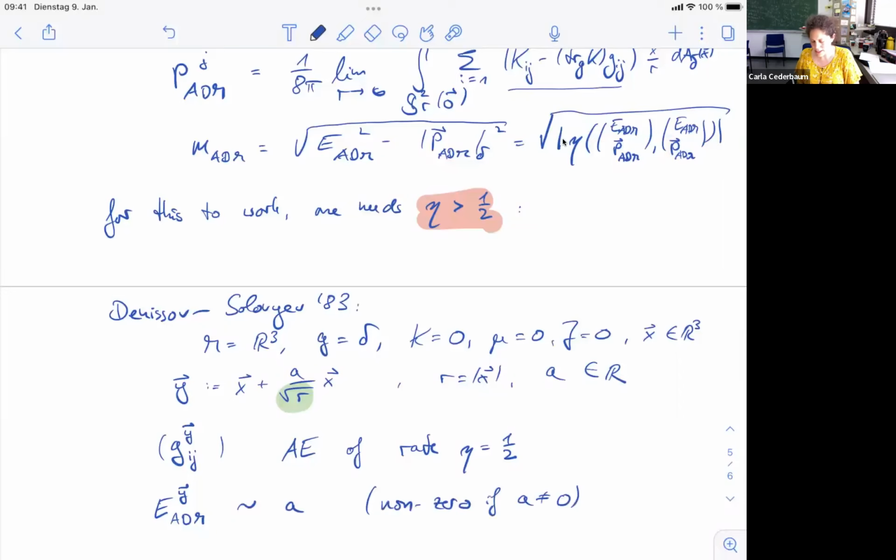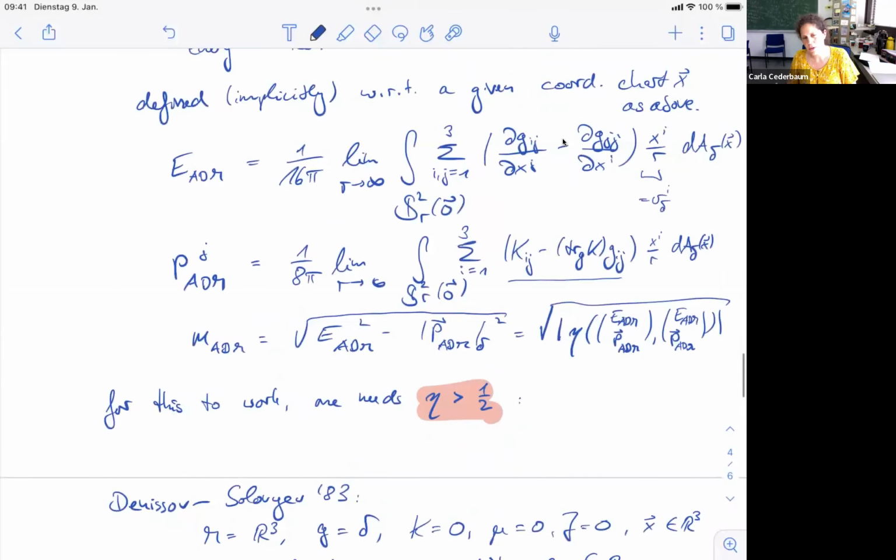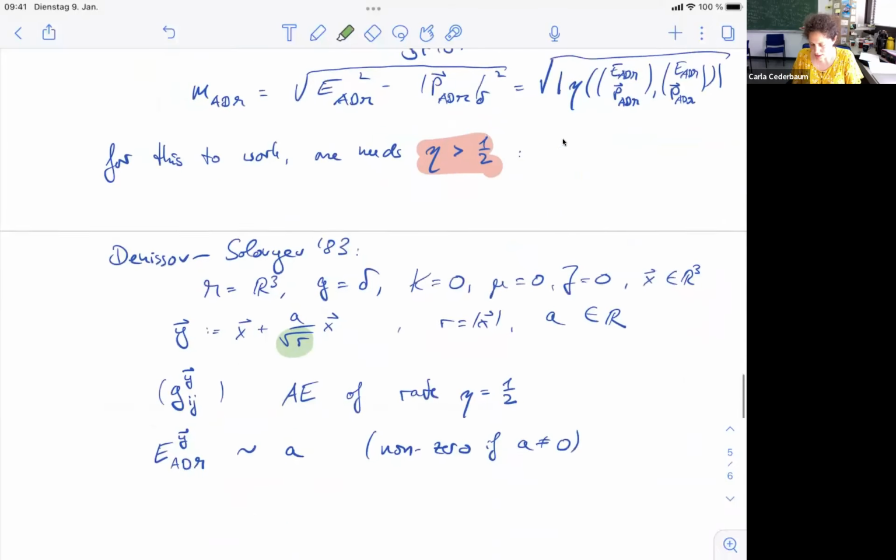And if you've never seen this computation, maybe it's worthwhile to go back to this formula for the ADM energy as an exercise, compute the components of the metric with respect to these funny coordinates. This is really just the Euclidean metric in funny coordinates, and then compute the energy of this metric in these coordinates and see how it relates to this parameter a in the story.